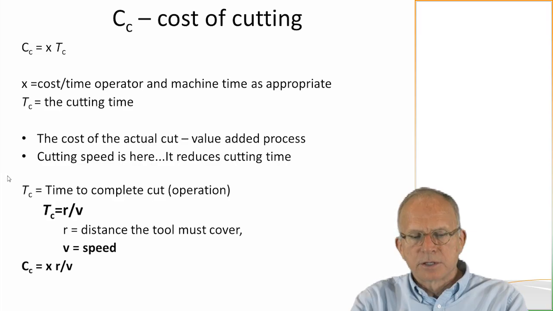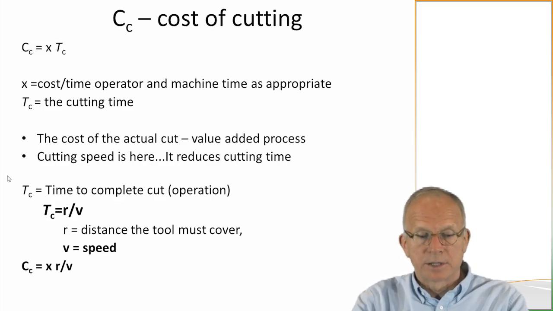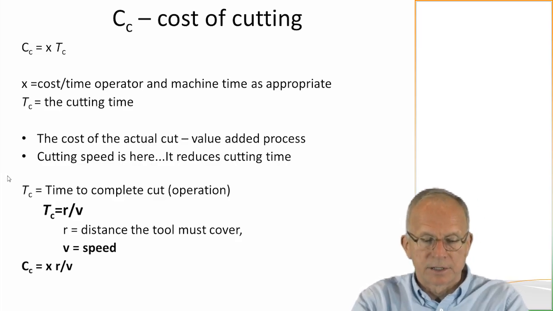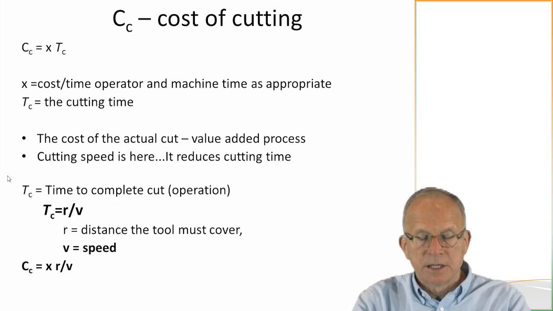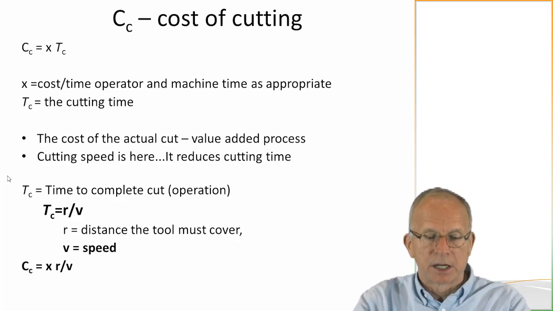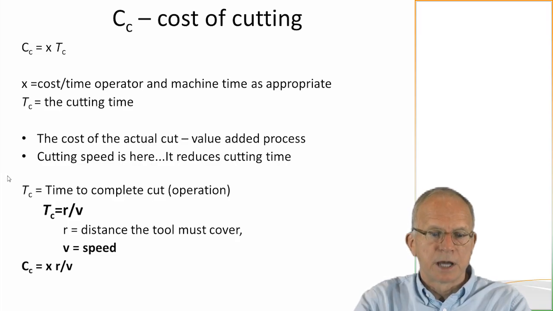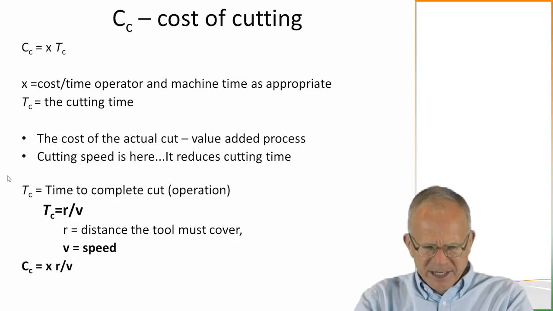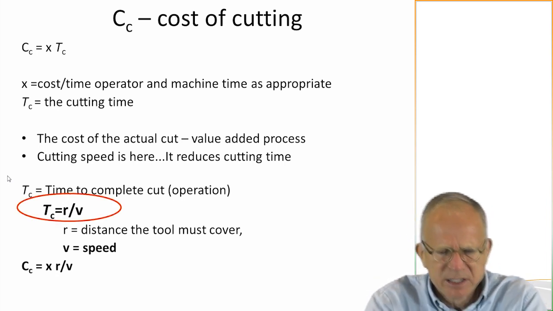This is the cost of the actual cut. This is the value added process. So the cutting speed is here. It reduces the cutting time. T sub C is the time to complete the cut, or the operation if we're looking at some other process. T sub C is equal to the distance that the tool must cover divided by the speed at which it's covering it, essentially. So this is a simple distance, time, speed problem. Then CC is equal to the cost per time times the cutting distance divided by the cutting speed.